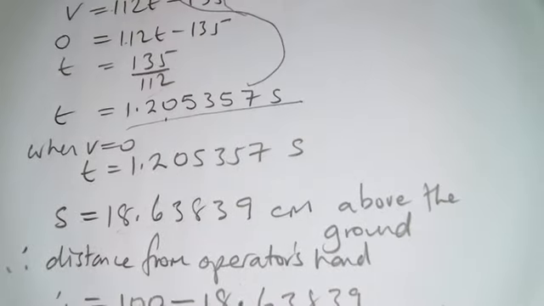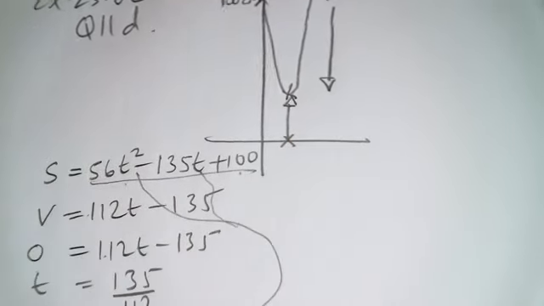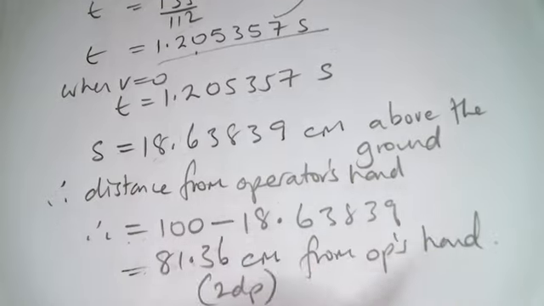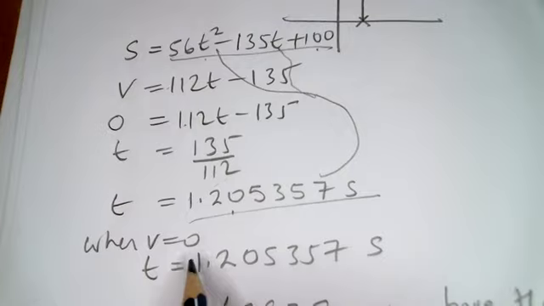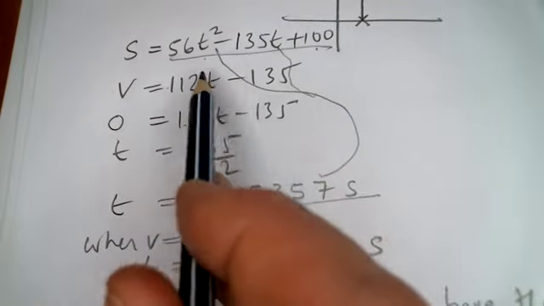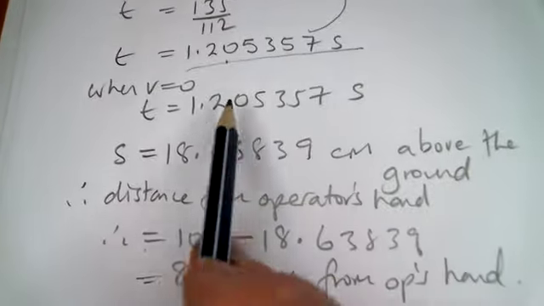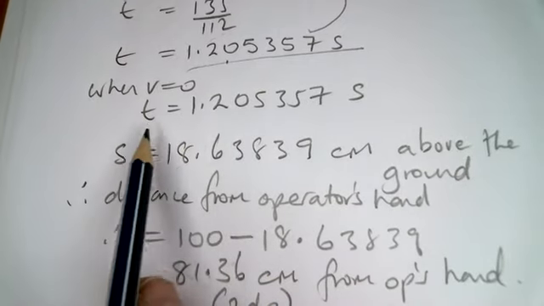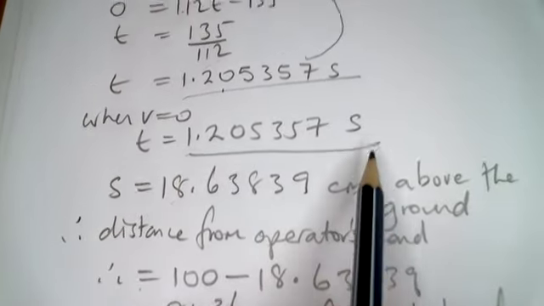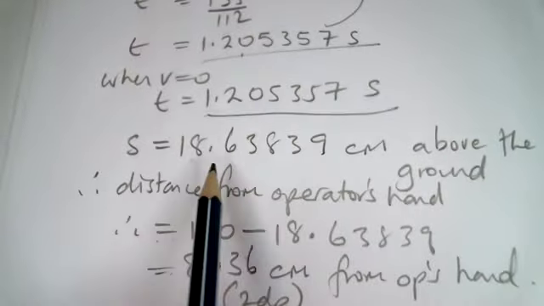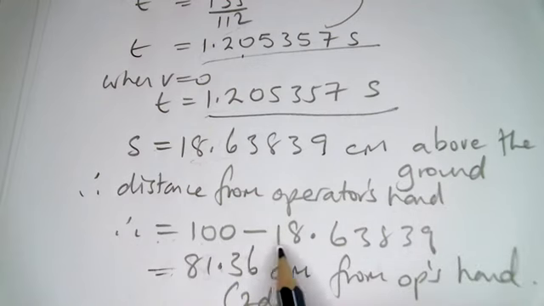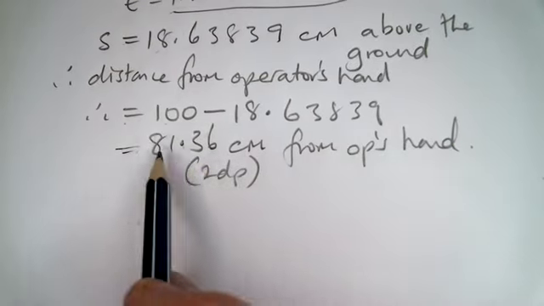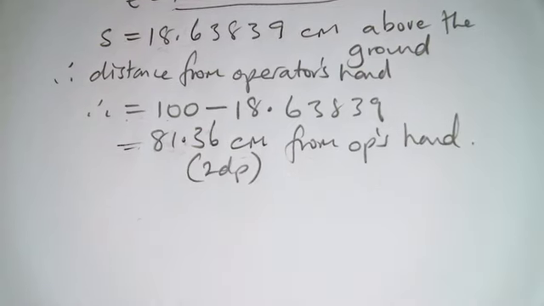You can play around with that a bit, but that's how I would do it. You could change the equation and do it differently, but I think it's much better to state the equation, use the 1.21 equivalent for t, so you know that v equals 0 when t is that. When you substitute t into the equation, you find the distance is 18 above the ground. So the distance from the operator's hand must be 100 minus the distance above the ground, which is 81.36 centimetres from the operator's hand to 2dp. And that would be my answer.